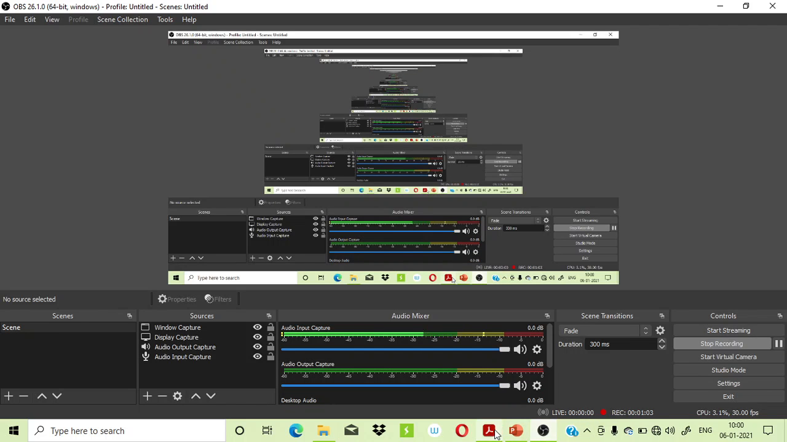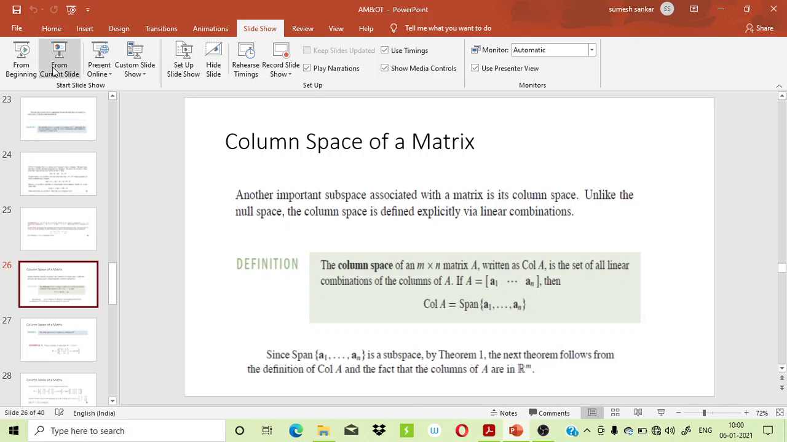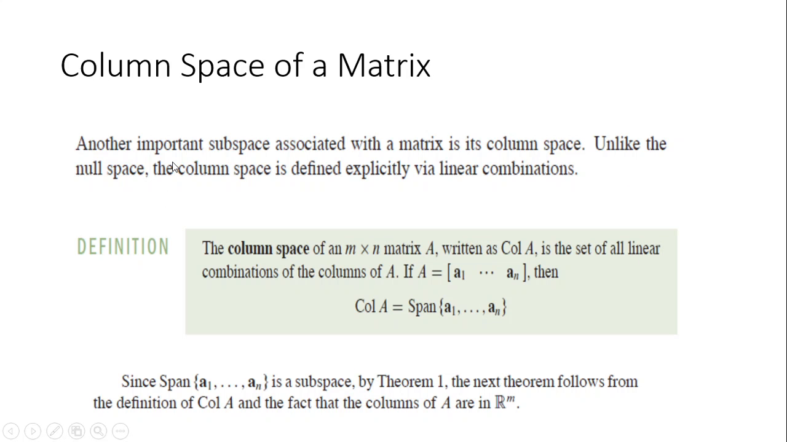And we will prove how you will be calling this column space of a matrix A, called a subspace associated with a matrix. Okay, so for a matrix A, we have two subspaces defined: one is null A, and the second one is col A, or column space of A. Null space of A, column space of A.